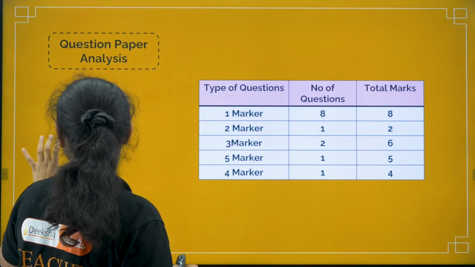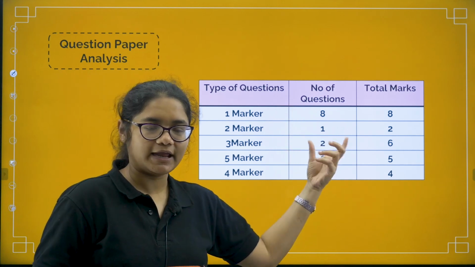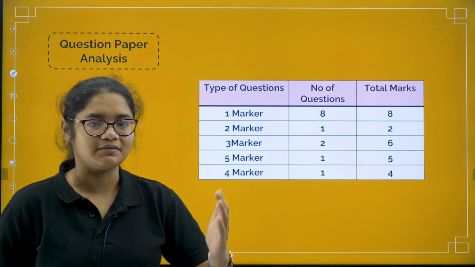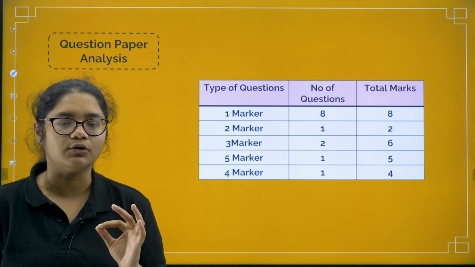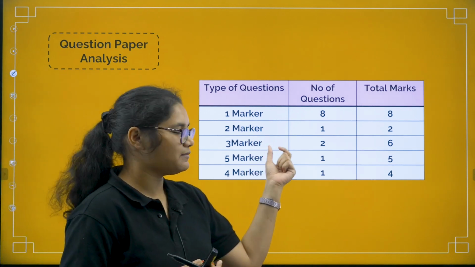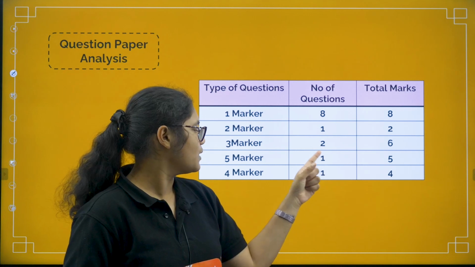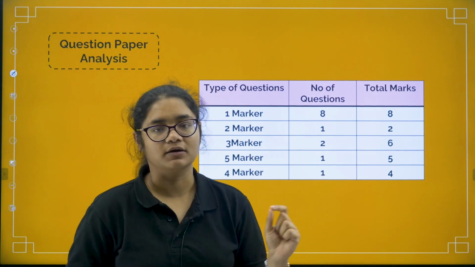Okay, so let's get started now. Let me tell you the question pattern. By now you would be very much familiar. There will be 8 one-marker questions, out of which 7 will be MCQs and 1 will be your assertion and reason based question. Next you will have 1 two-marker question, then 2 three-marker questions, 1 five-marker question and 1 four-marker question.